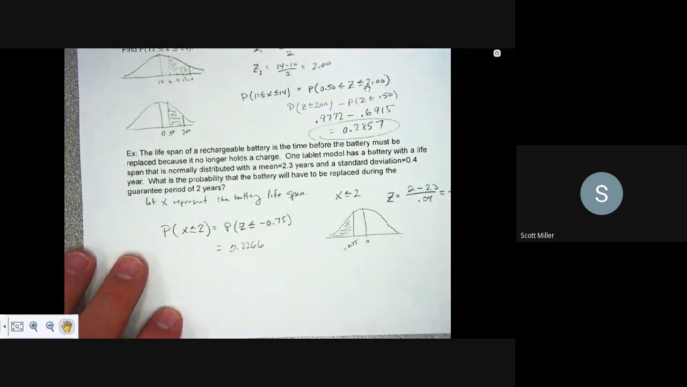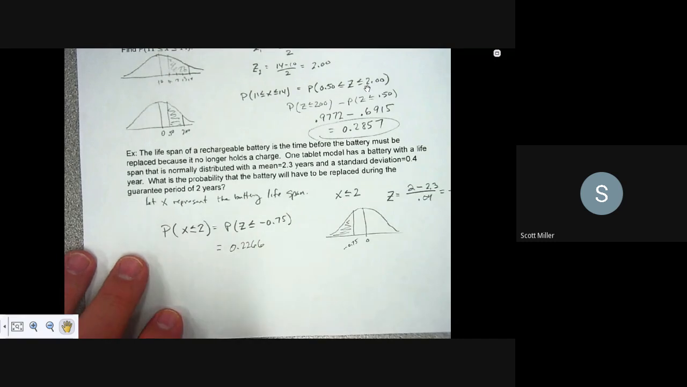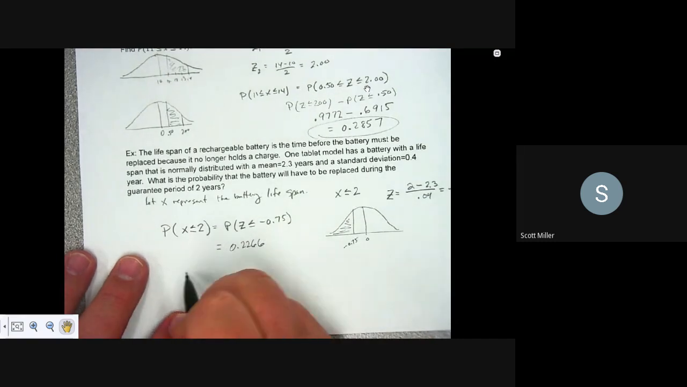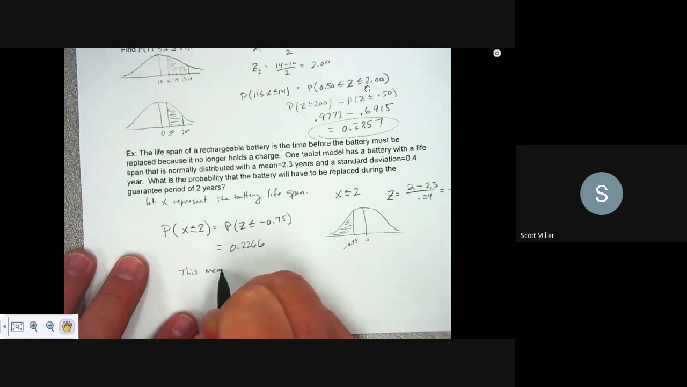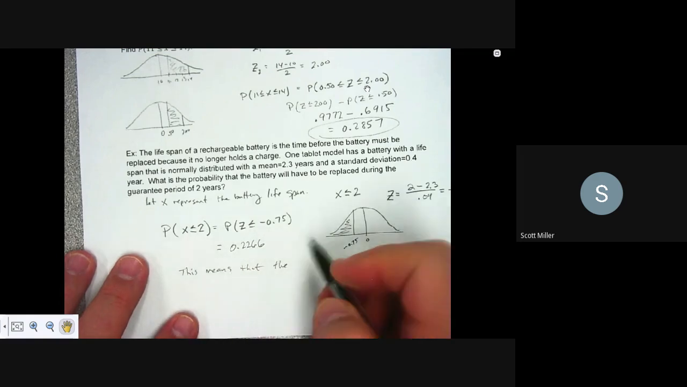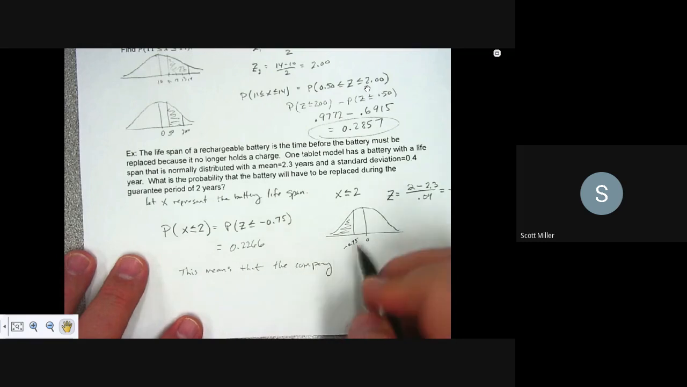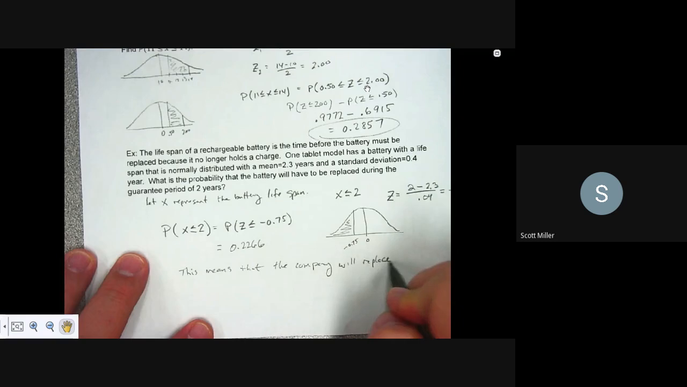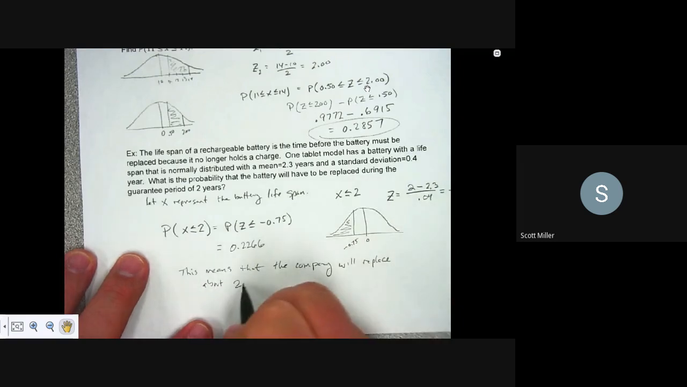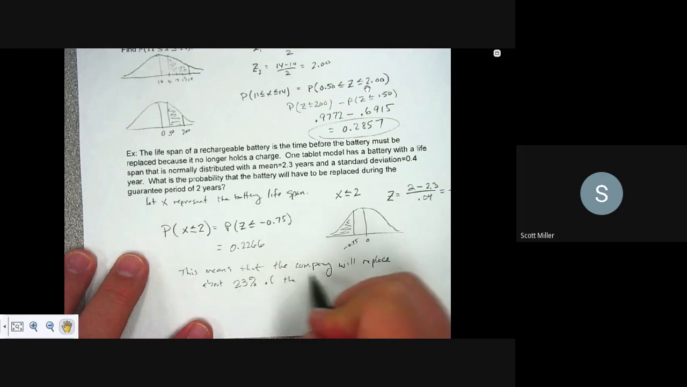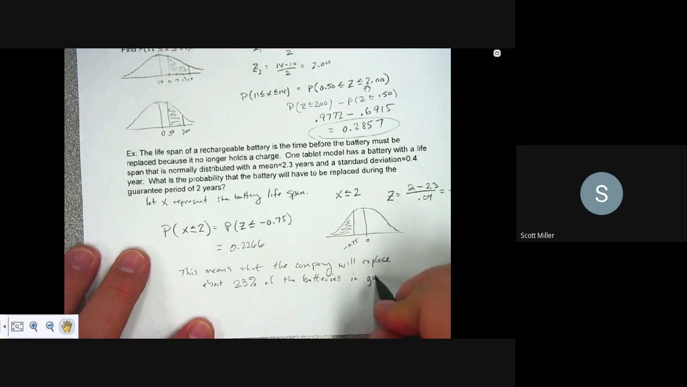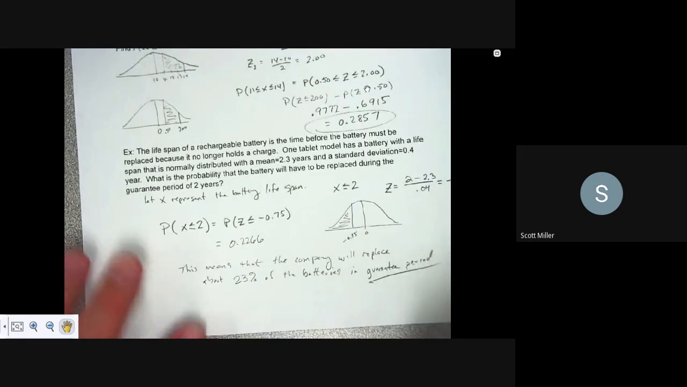Okay, so what does this mean? In the context of this problem, you want to identify and determine what that means. This means that the company will replace about 23% of the batteries in the guarantee period. Guarantee period. That's what it means.